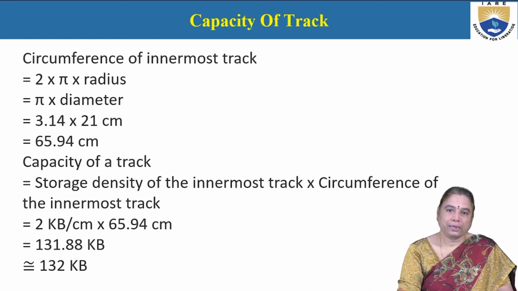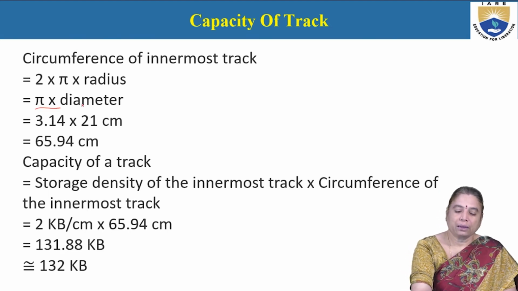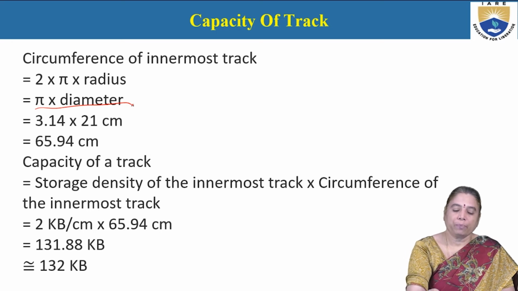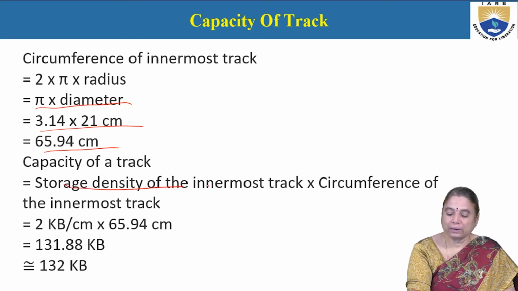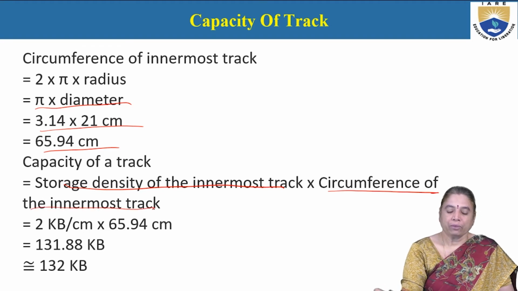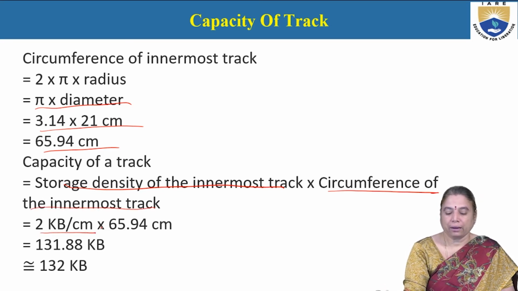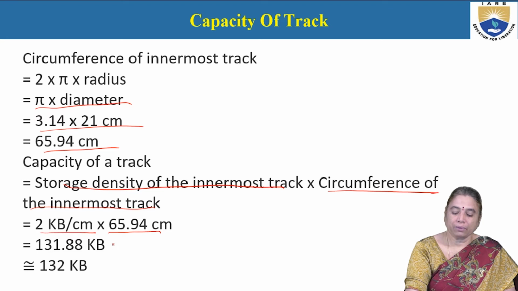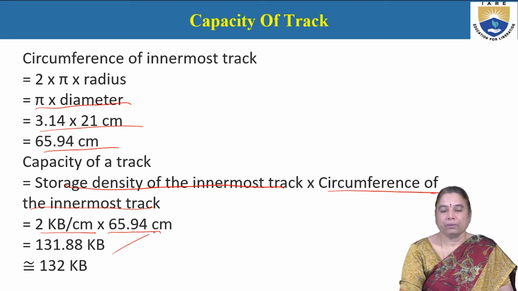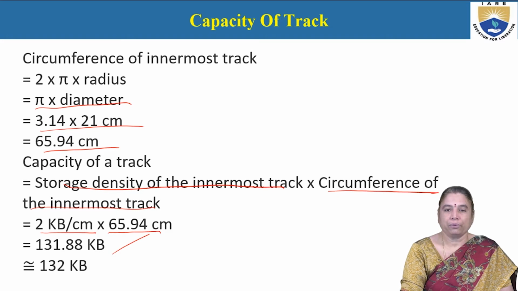Next, what is the capacity of a track? Circumference of innermost track can be calculated with pi into diameter. So, 3.14 into 21 centimeters, that is 65.94 centimeters. So, the capacity of track can be calculated with storage density of innermost track multiplied by circumference of the innermost track. So, 2 kb per centimeter multiplied by 65.94 centimeters, which can be 131.88 kb, approximately 132 kb.